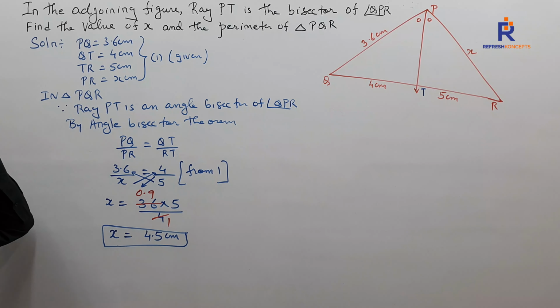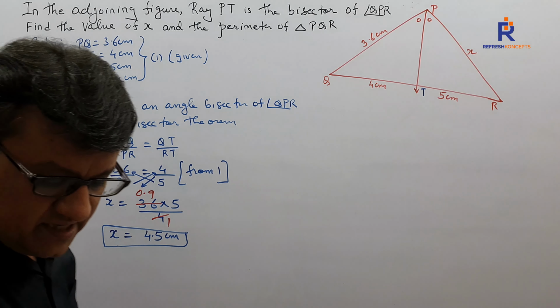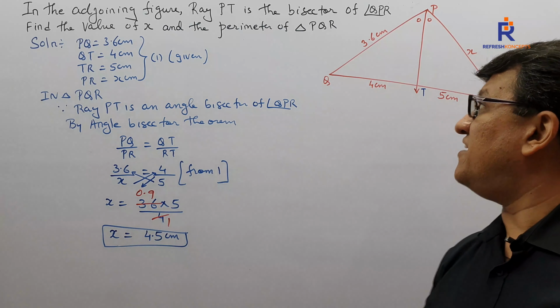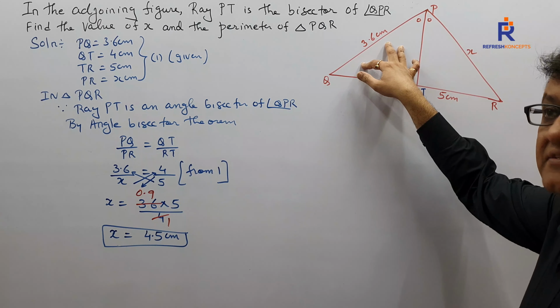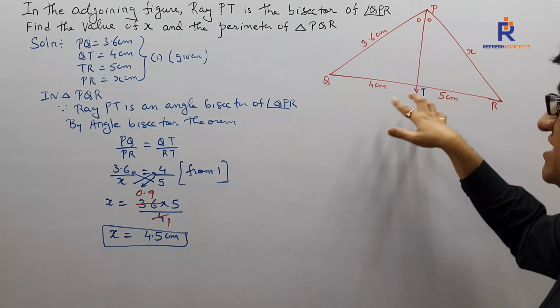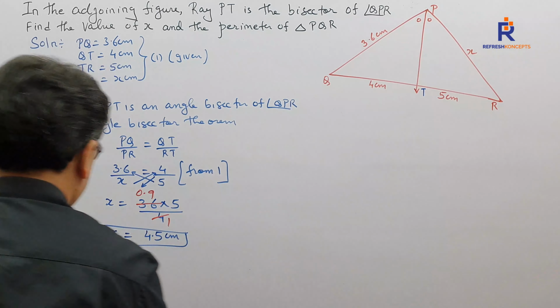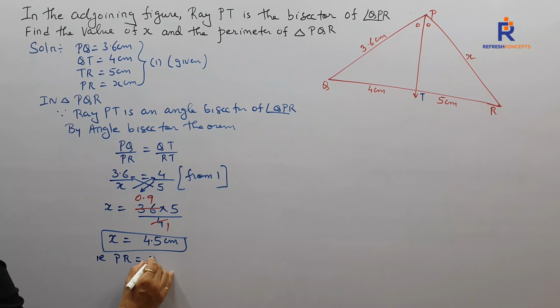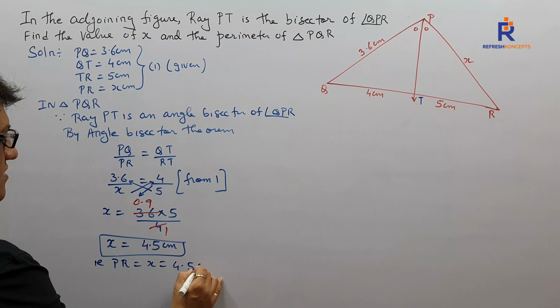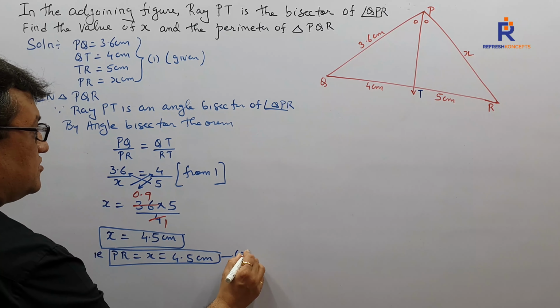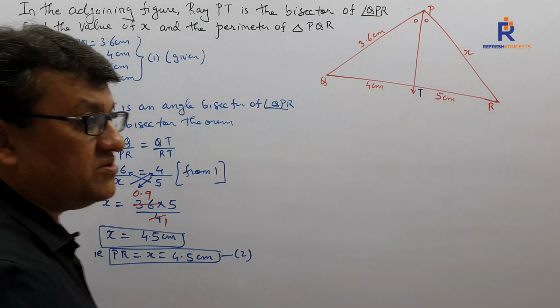Now they say we need to find out the perimeter, children. What is perimeter? Sum of all sides. So for that I need to have PQ, which is given to us, and PR, which we just now found. So you can say here also that PR, which is x, is 4.5 centimeter. If you want, you can give this as equation number 2. We have already stated 1. This is equation number 2.